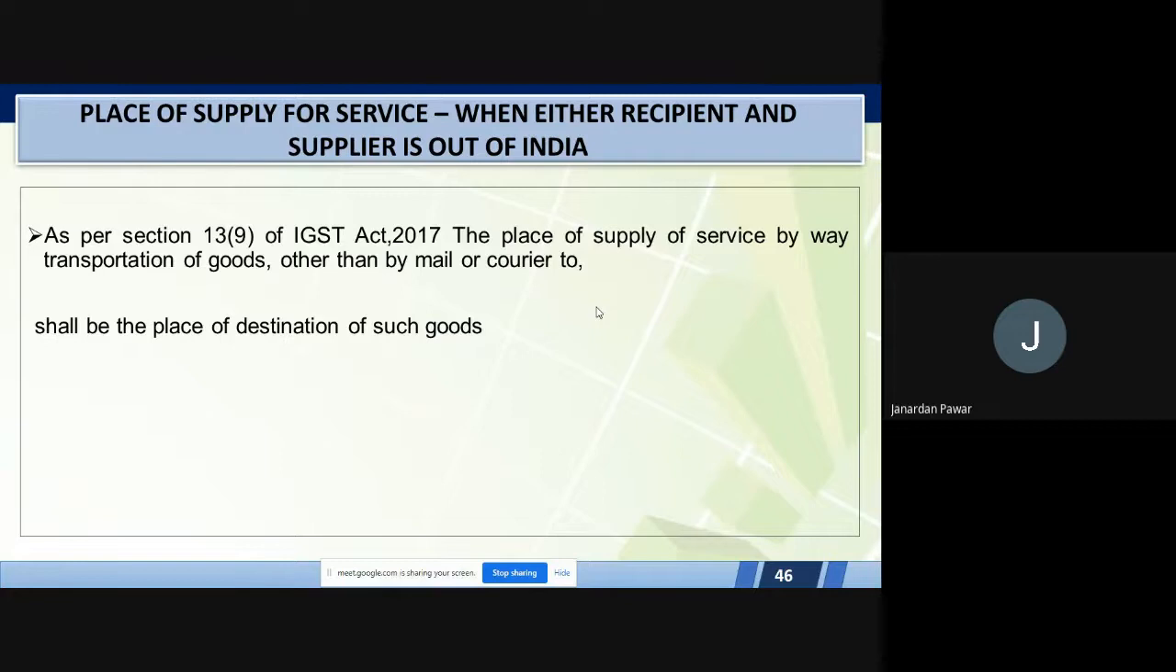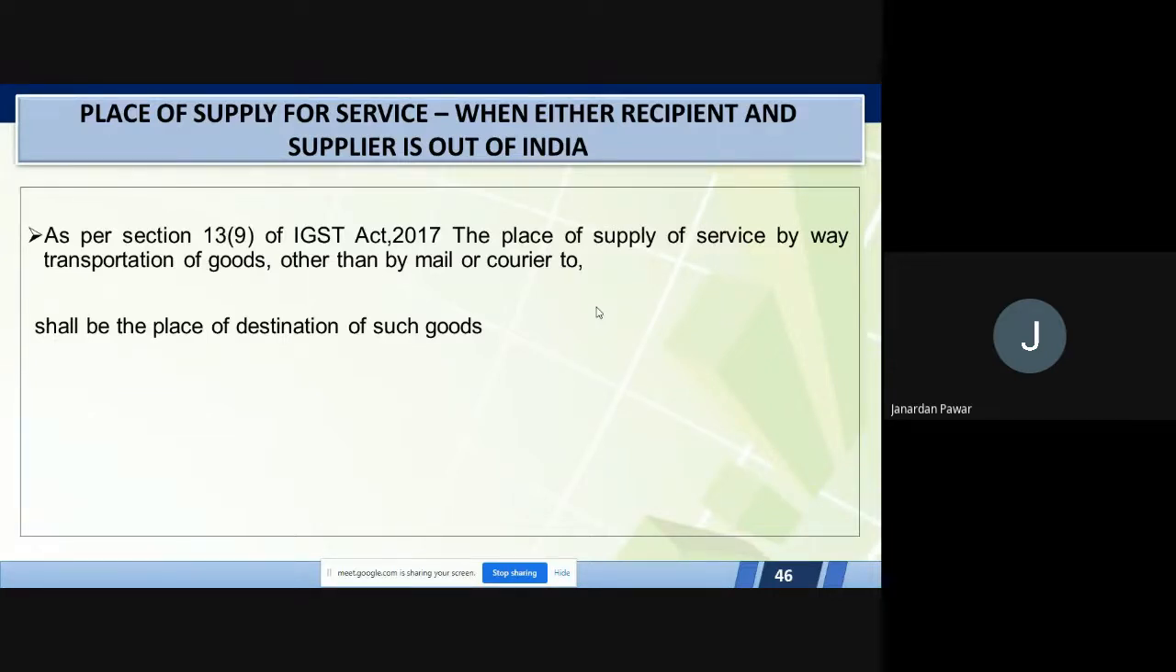So here, what we are going to see? If out of those two persons, recipient or supplier, one is from outside India. Just now, this is our section, and section 13 is applicable of IGST, and subsection 9 is applicable for this. And this is basically the type of service. Which type of service is this? Transportation of goods. Goods transport service they are providing. So in this case, what will be the place of supply? And here they have given, shall be the place of destination of such goods. Wherever shall be the place of destination of such goods, wherever you are going to deliver these goods, wherever you are going to transport these goods. Suppose you are sending these goods from Pune to Baramati. So Baramati is the destination.